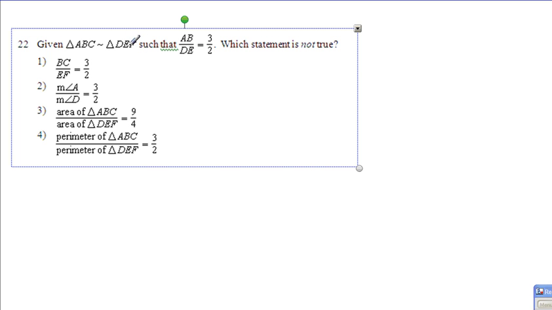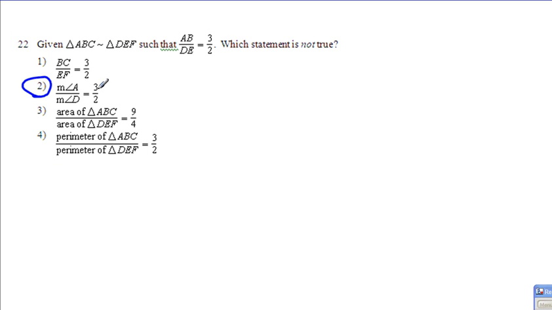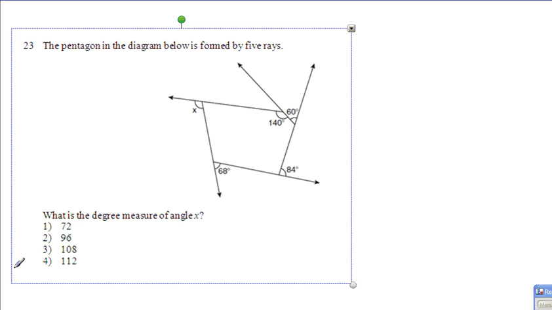Now, when two triangles are similar, and the sides are in proportion, one thing we get to realize is that the angles can never be in proportion. Not true. Angles have to be congruent to each other. That's one thing that we get to realize.